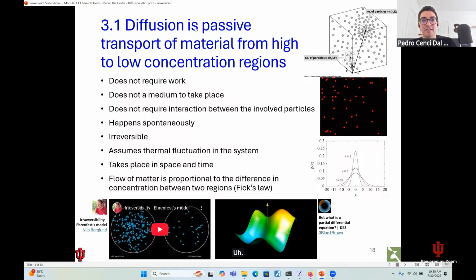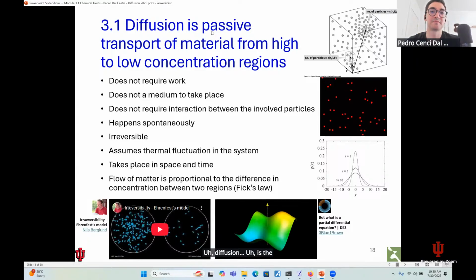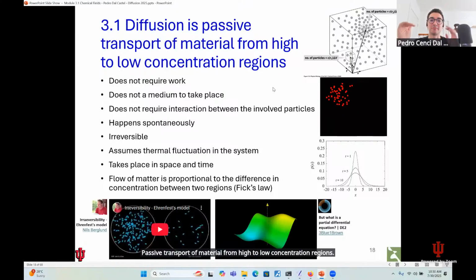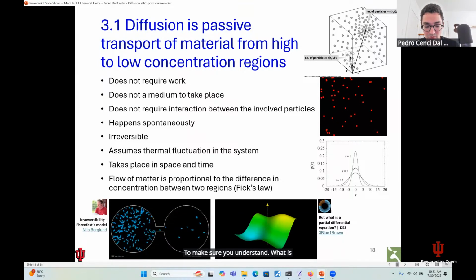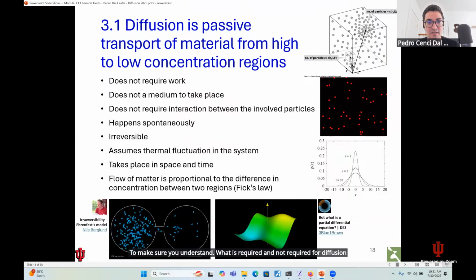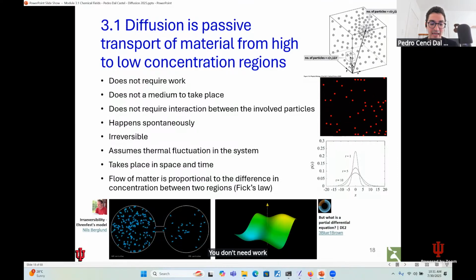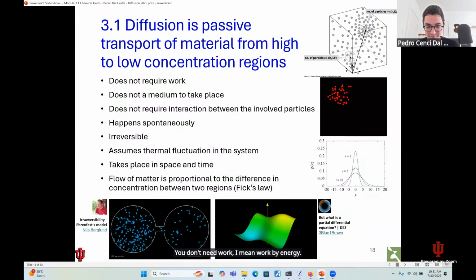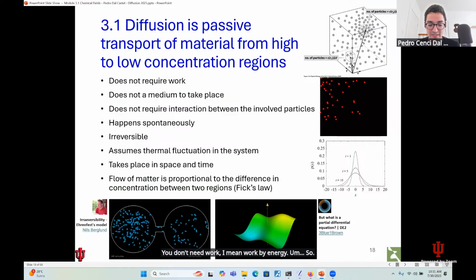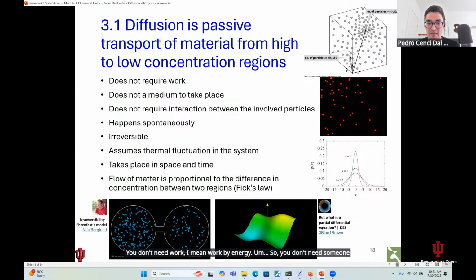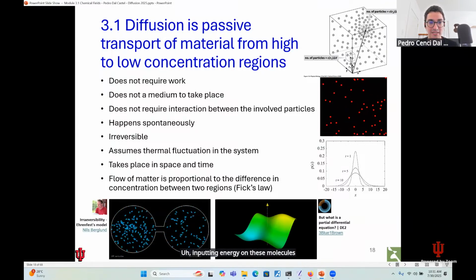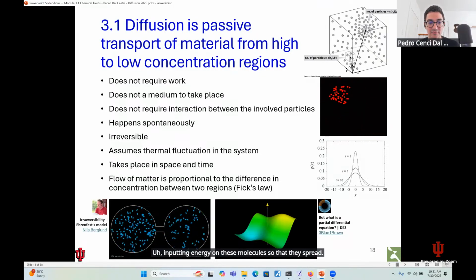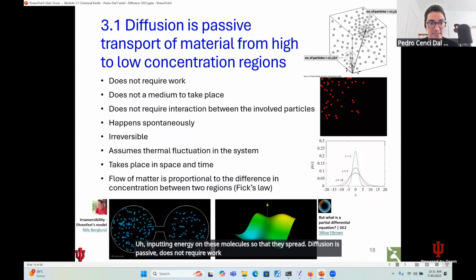Diffusion is the passive transport of material from high to low concentration regions. And I will list a bunch of stuff to make sure you understand what is required and not required for diffusion to take place. You don't need work, I mean work by energy. You don't need someone or something inputting energy on these molecules so that they spread. Diffusion is passive, does not require work done over the system.